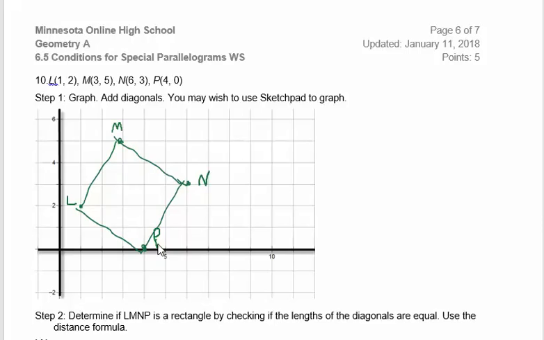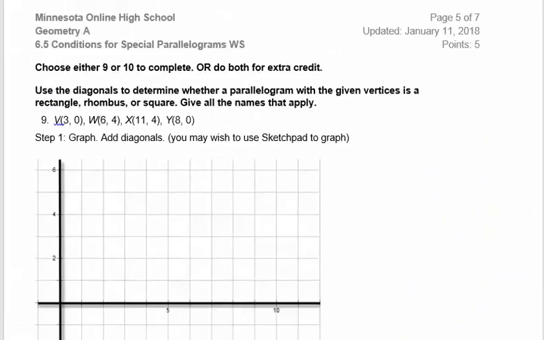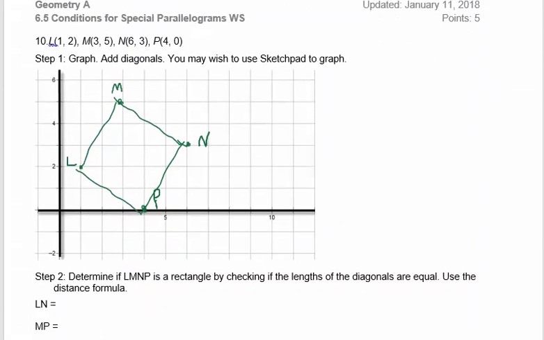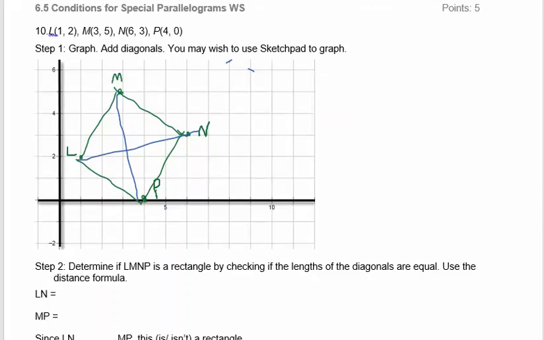Now I want to determine if it is a, I think we're assuming they're parallelograms. Let me just look at the directions. Okay, so we don't have to first check if it's a parallelogram. I could do that. We did that in previous lessons by checking that the slopes of opposite sides were congruent. So I need the diagonals here because I'm going to use the diagonals to determine if I have a parallelogram. So let's connect M and P and then L and N. There's my diagonals.